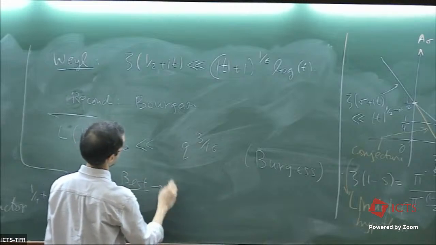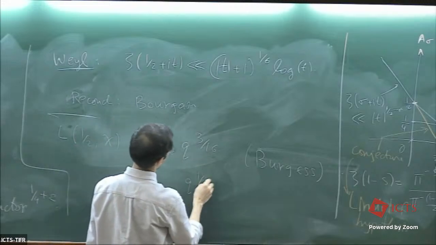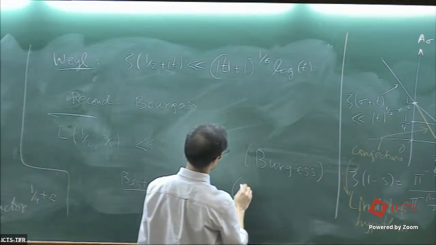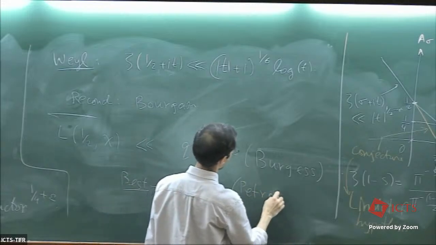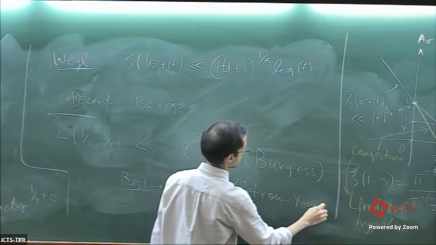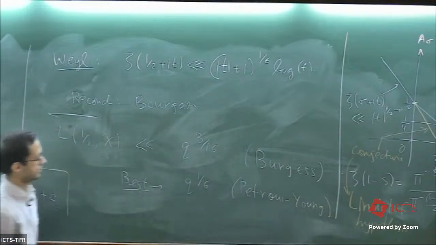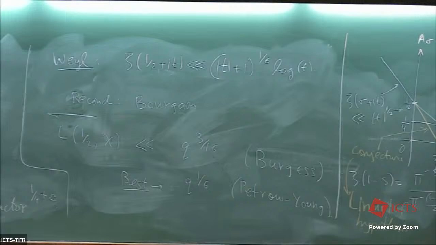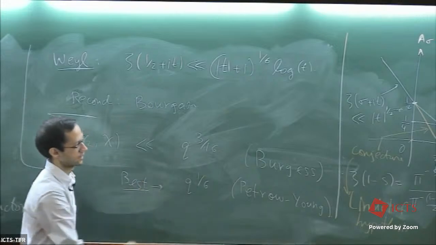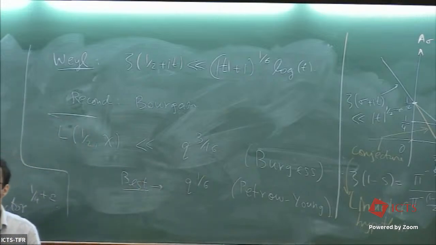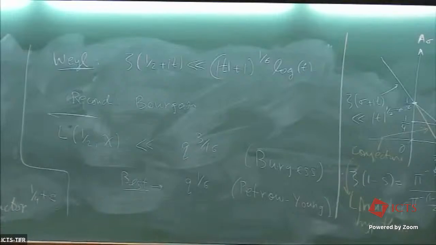a Weyl type bound. So it is also the same power, q to the 1/6, and that's a recent breakthrough by Petrow and Young. This builds on the breakthrough of Conrey and Iwaniec, and they're able to get the bound of q to the 1/6, right? So these are a few things that are known. What we are going to really talk about are degree 2 L-functions. So far, so good? Yeah, okay.